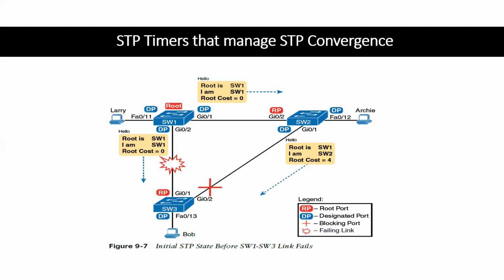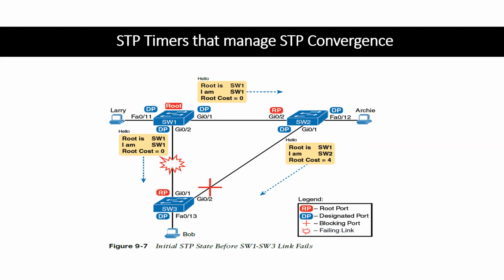But what happens when we have a failure on a link? If you look at the diagram, you have a root port, and for some odd reason, the cable was eaten by rats. Now we have no connectivity between these two switches. Switch three's root port is disconnected. So from a technical standpoint, what does this mean?